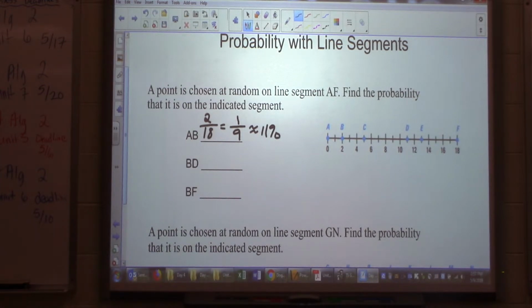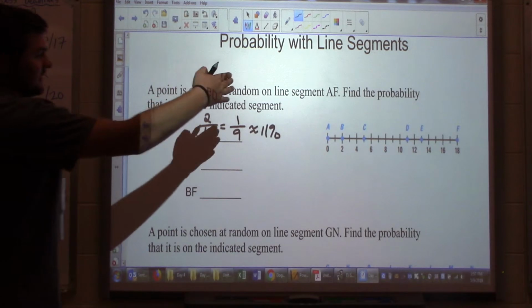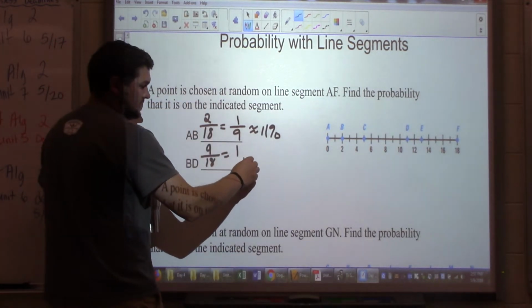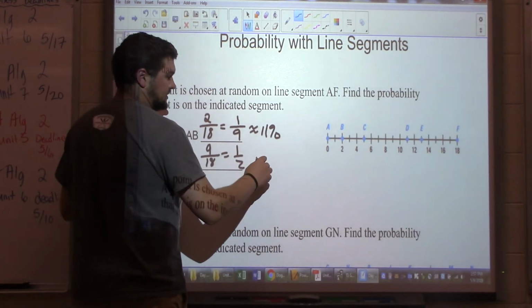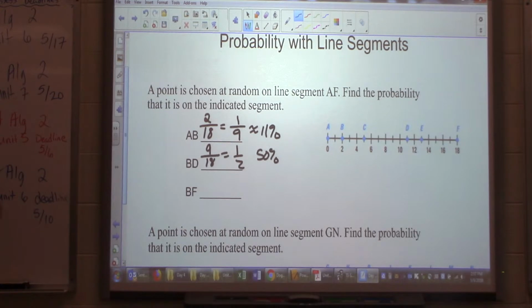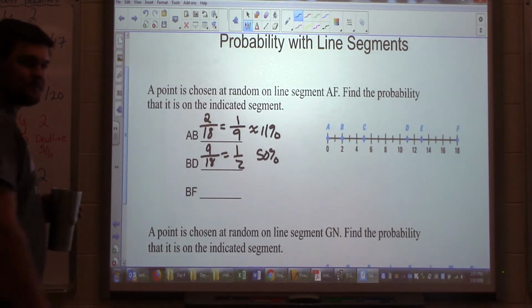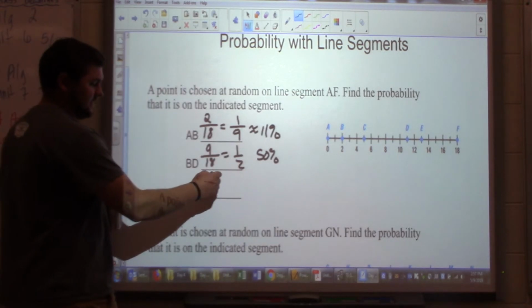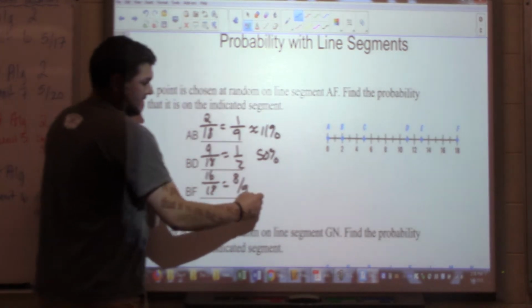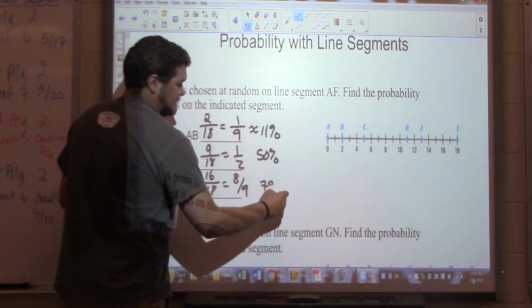Take your favorable length over the total length. Favorable outcome over total outcome. BD is 9 units long over 18 total. Gets 1/2, which is 50%. BF. How long is BF? 16 over 18, which is 8 over 9, approximately 79%.